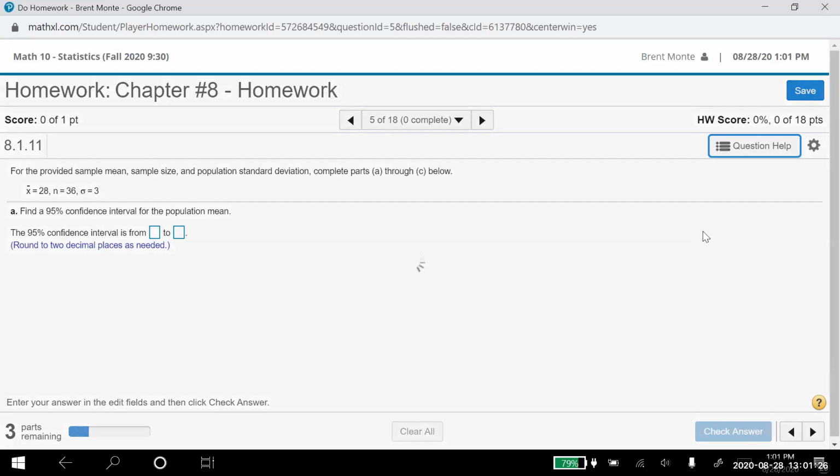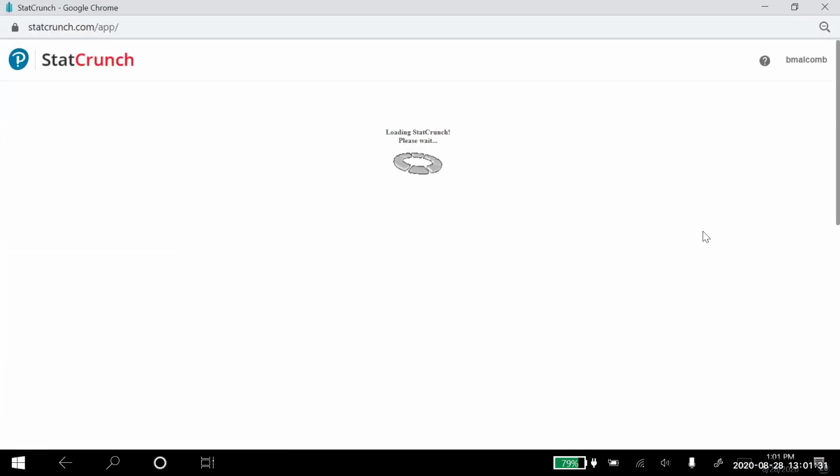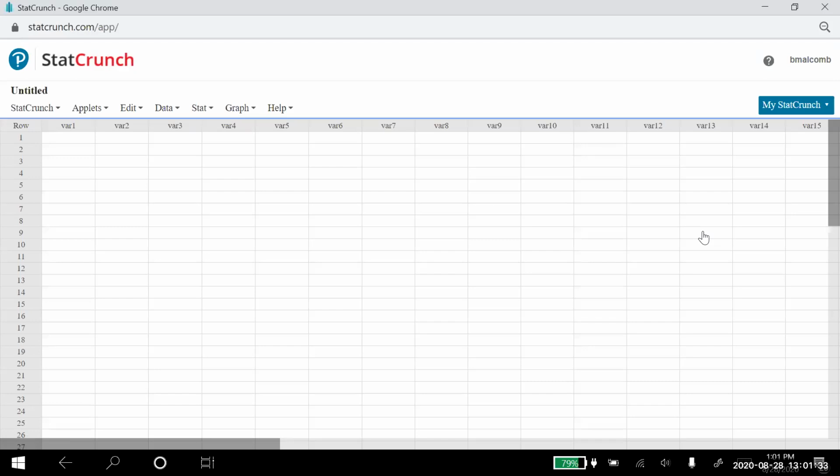Sometimes it opens right up. Sometimes it makes us do a login type of thing. Luckily, this time it looks like it's going to open right up for us. Okay, so we've got StatCrunch.